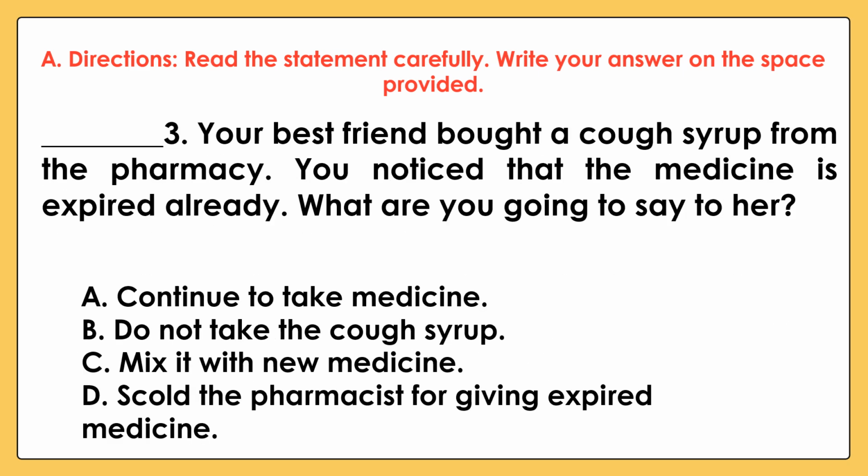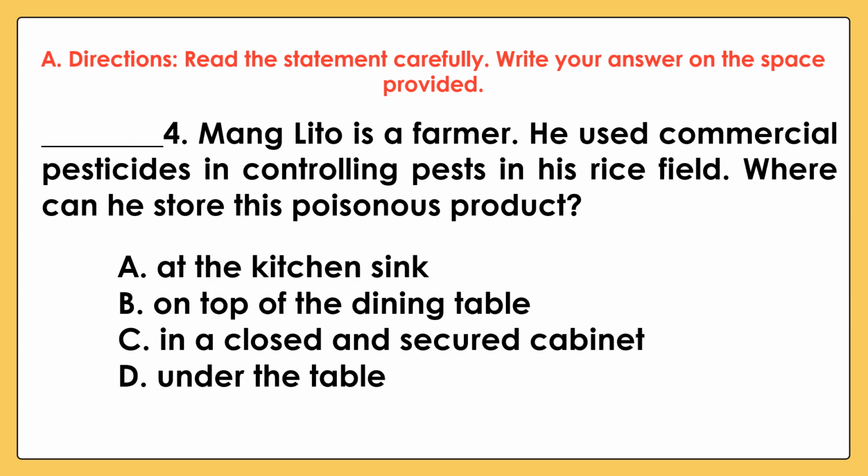Number 3, your best friend bought a cough syrup from the pharmacy. You notice that the medicine is expired already. What are you going to say to her? A, continue to take medicine. B, do not take the cough syrup. C, mix it with new medicine. Or D, scold the pharmacist for giving expired medicine. The correct answer is letter B. Do not take the cough syrup.